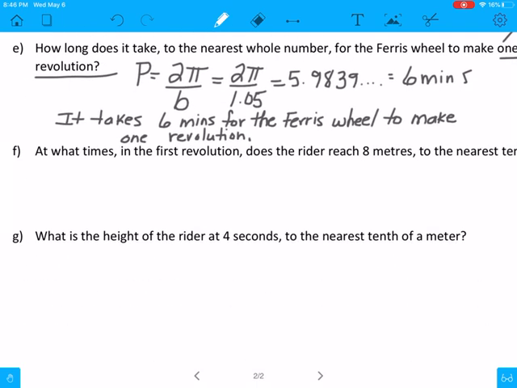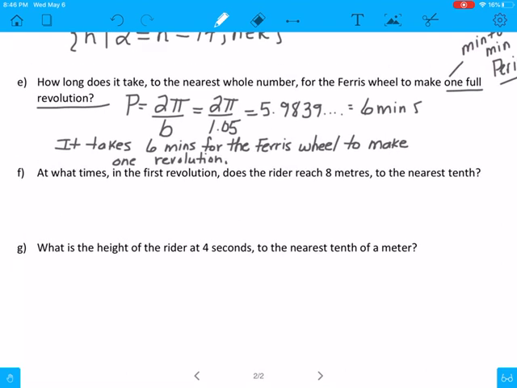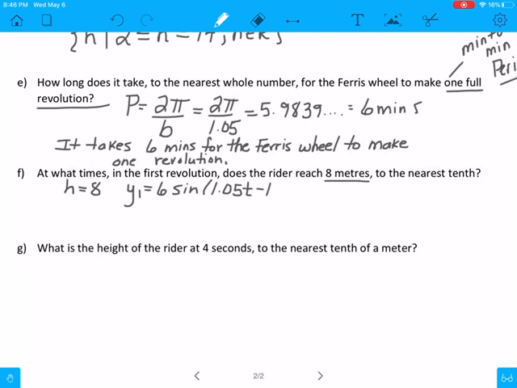At what times in the first revolution does the rider reach 8 meters? So they're giving us h. And when they give us h, remember what we have to do. y1 is our original equation, 6 sine 1.05t, or x in this case, minus 1.57 plus 8. So we would do an x in our calculator. And then our y2 equals 8, and then we have to find out where they intersect.